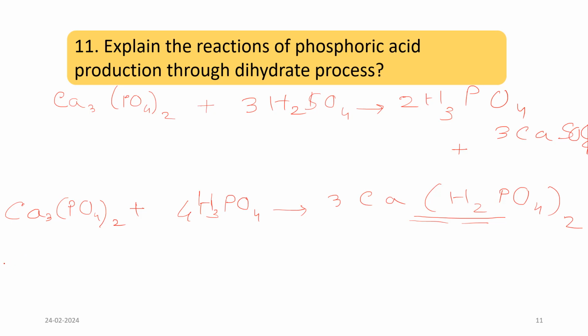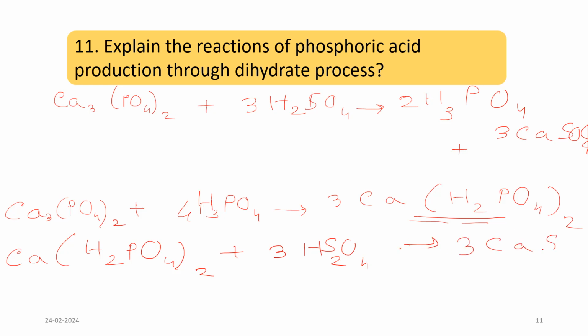Then this calcium dihydrogen phosphate again reacts with the initially given sulfuric acid, produces calcium sulfate, that is gypsum, plus 6 moles of phosphoric acid. So these are the main 3 equations governing the dihydrate process of phosphoric acid production. So you can remember this.